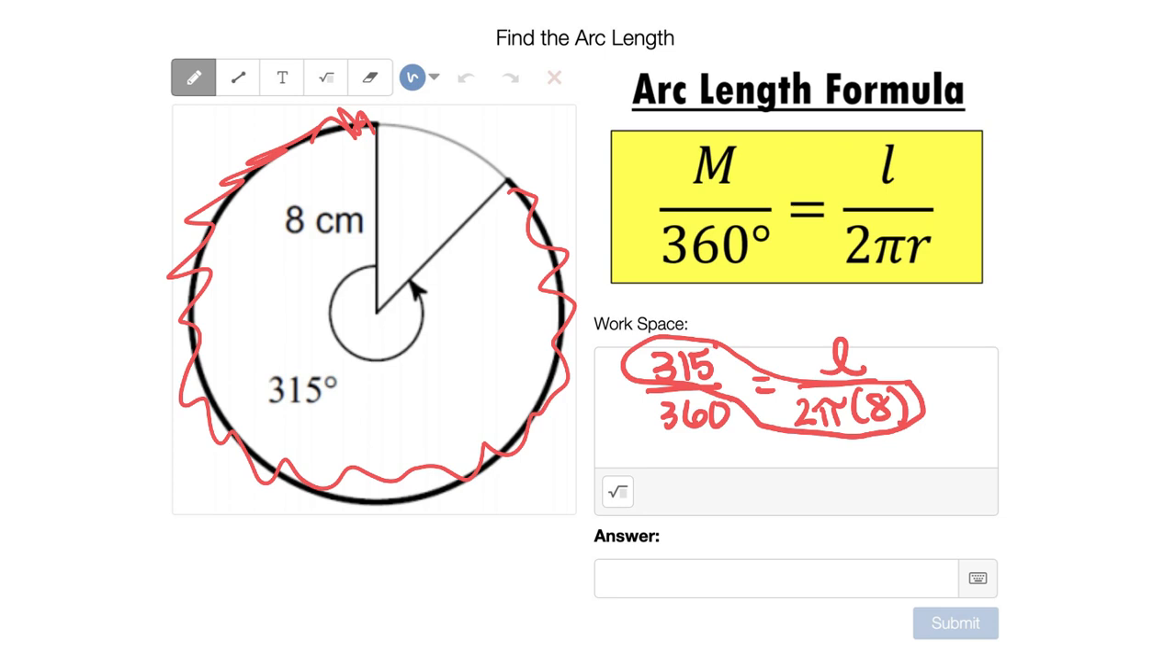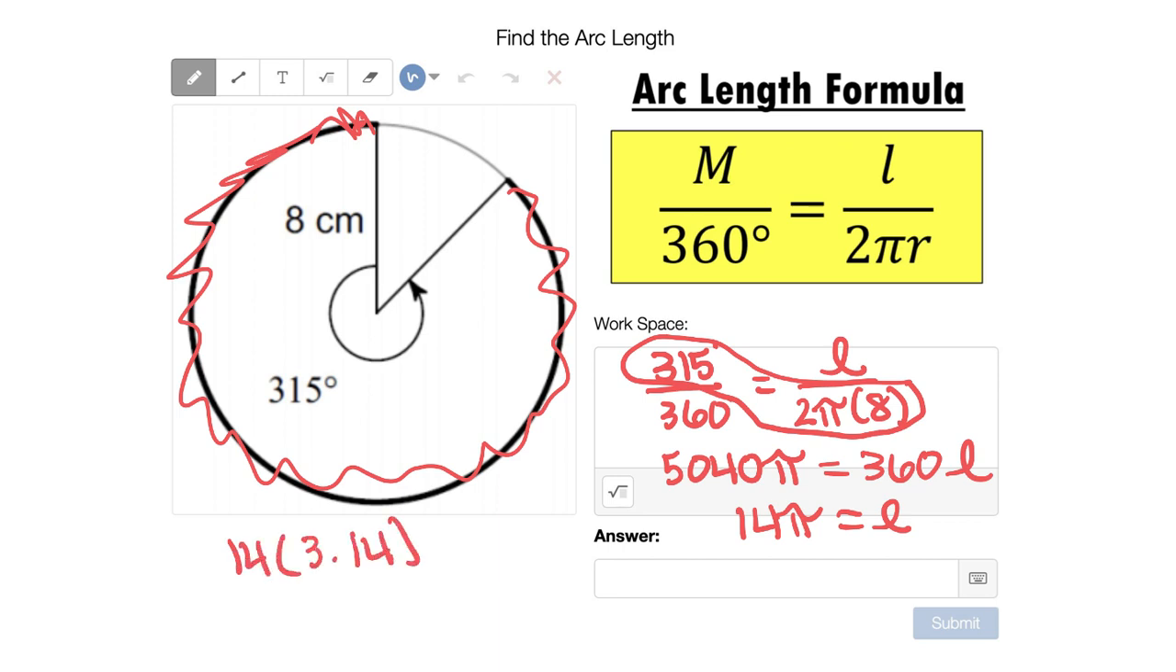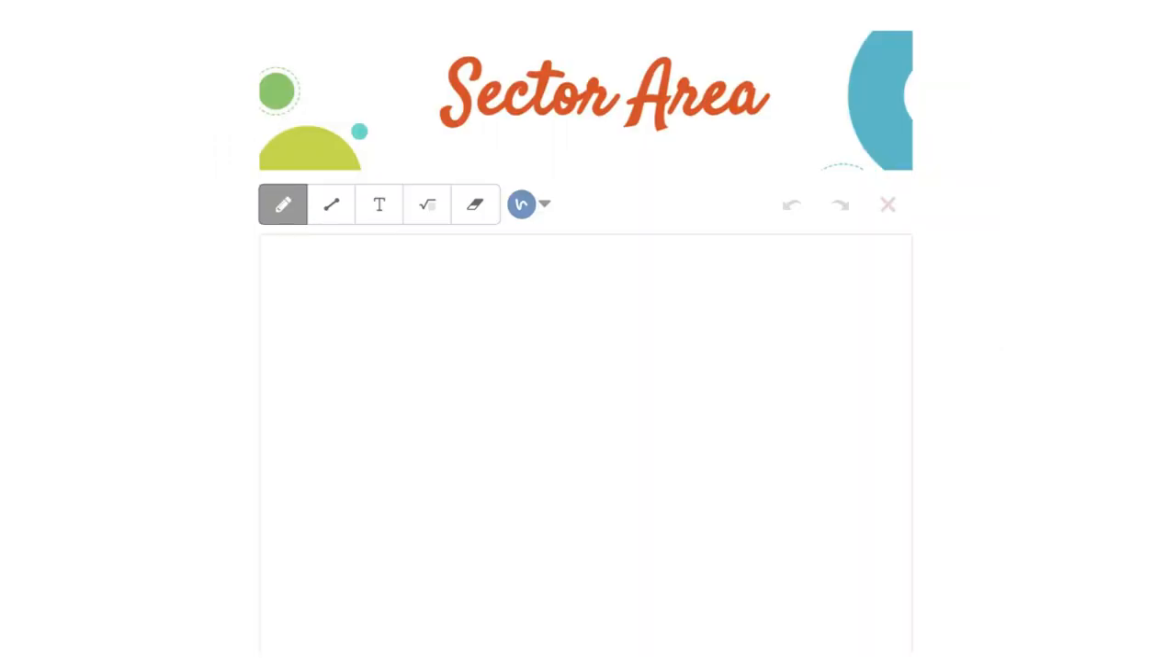Same old thing. 315 times 2 times 8 equals 5040 pi. So 5040 pi equals 360 L. Divide by 360. You get 14 pi equals L. If you do 14 times 3.14, you'll get an arc length of about 43.96. That's all there is for arc length. It's really not a lot.